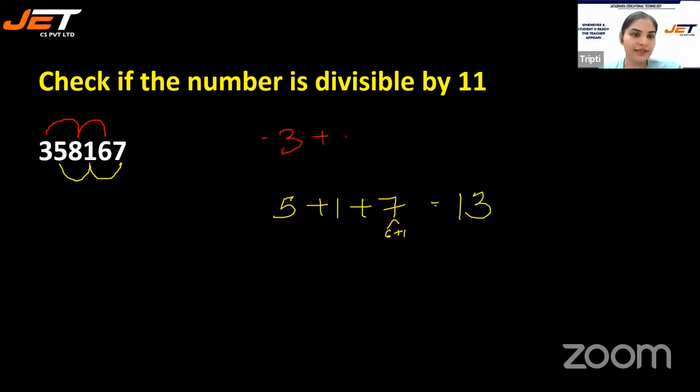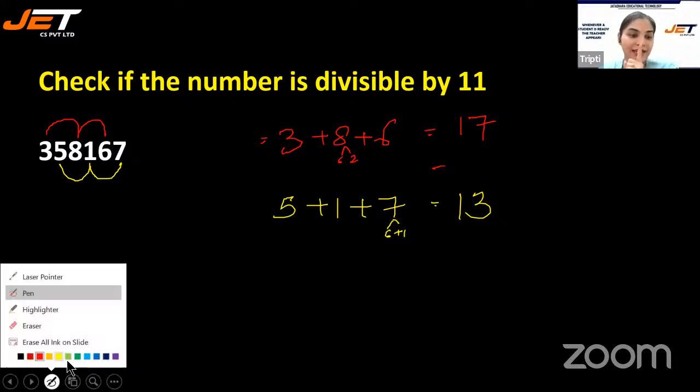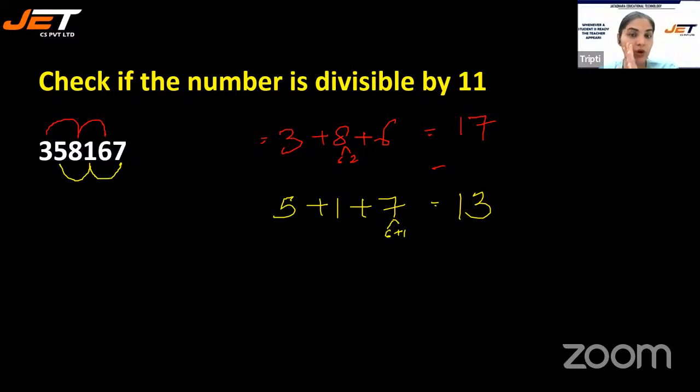3 plus 8 plus 6. Yeah, that is what we see here. 3, 8, 6 and 5, 1, 7. So let's add them. Now, 8 can be written as 6 plus 2. So 6 plus 6 is 12. 12 plus 3, 15 plus 2, 17. Okay. Now let's subtract them. And if it comes as 11 or a multiple of 11 or 0, that means this number is divisible by 11. But I don't think so, because here I am getting 4. So that's why this is not divisible by 11.